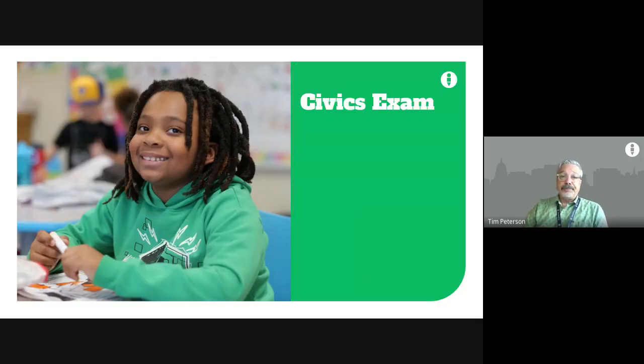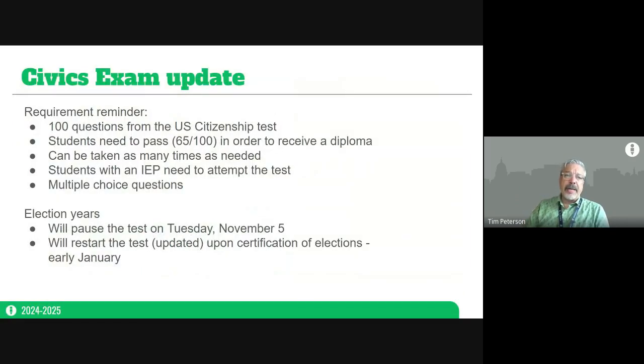The civics exam. We don't talk about this a whole lot because it kind of is off to the side, running itself usually in history classes in 9th grade. But again, I want to make sure that, just a reminder of what this is. It is a state mandated assessment that is the exact 100 questions from the U.S. citizenship test. Students will need a 65 in order to meet the requirement in order to receive a diploma.